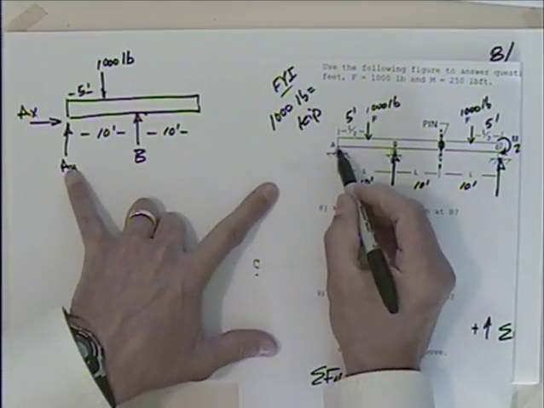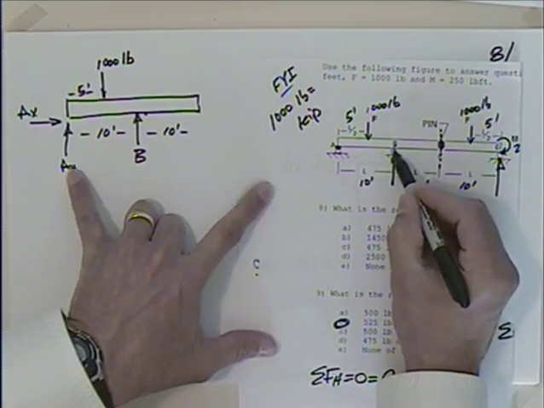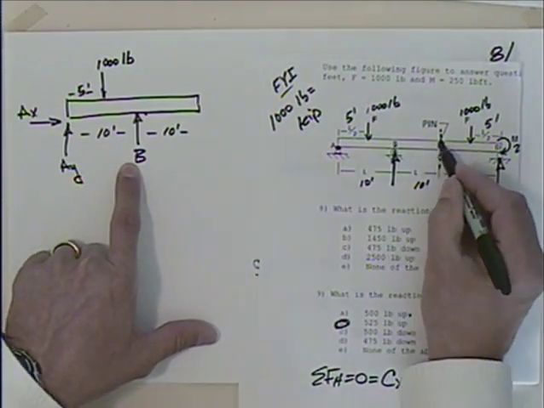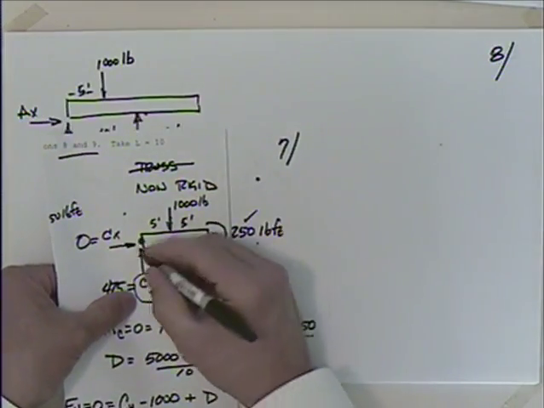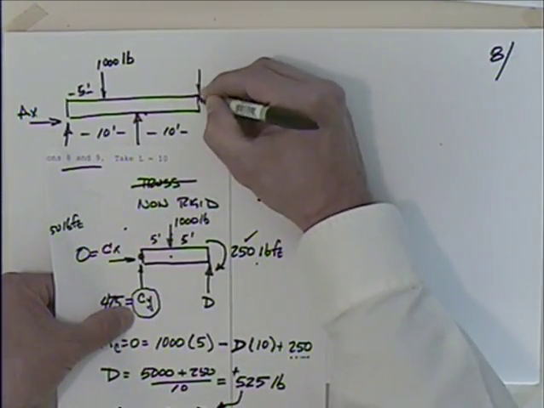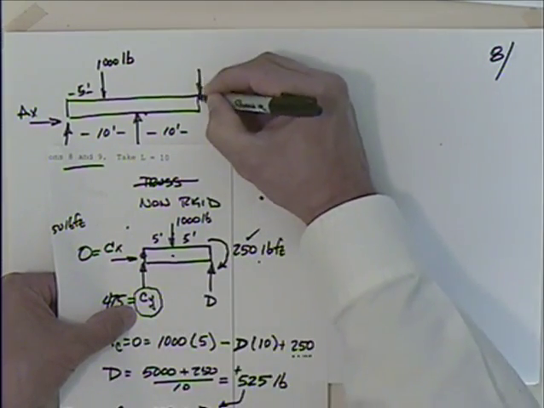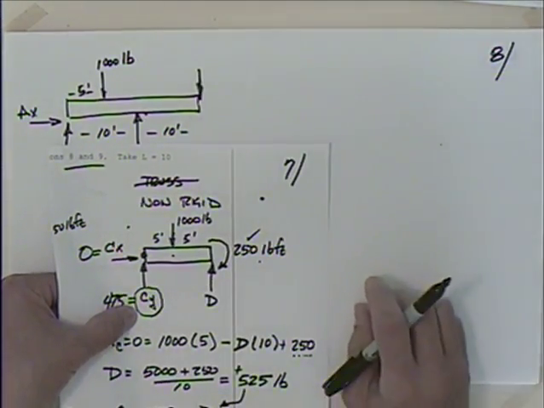So we've got a pin here. I've got a roller there. So I've got that. I've got this force, 1,000. And then what's going on with this pin? Well, over here we said CY was going up. That means CY has to go down here. Newton's third law. If this is holding this end up, it's pushing down on that.